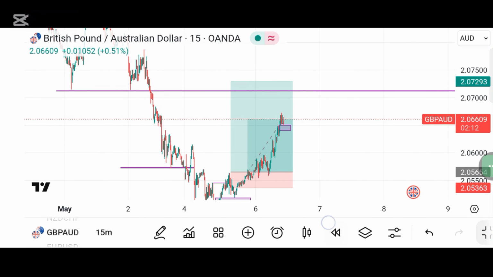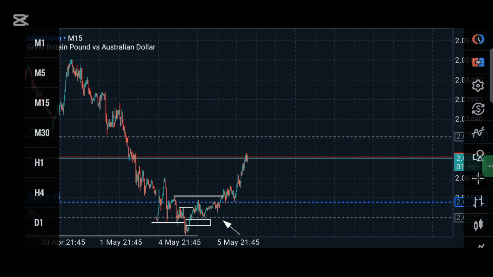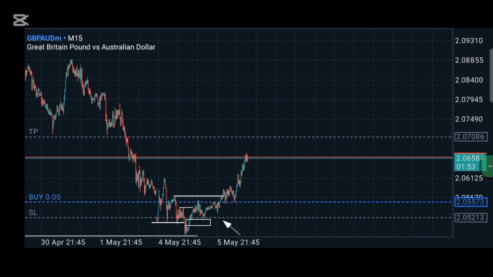And this is what this trade looks like on the MetaTrader 5. So this is what this trade looks like. I'm close to take profit here, but I don't know. I'm still hoping that we get to take profit.